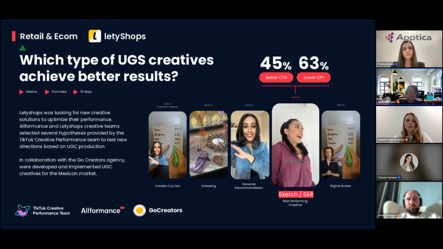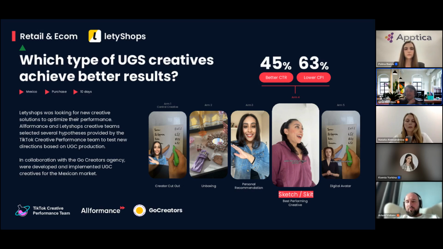So the creative test was about which type of UGC creatives achieve better results. The problem with the client was that they had already benchmarked for TikTok, but it consistently burns out right now, and they need to find another solution: how to remix it, how to improve it, to make the top funnel metrics better. Then we take a UGC approach, so-called.